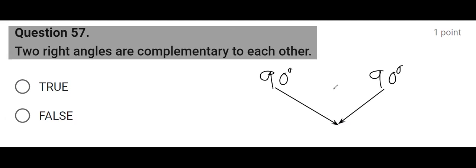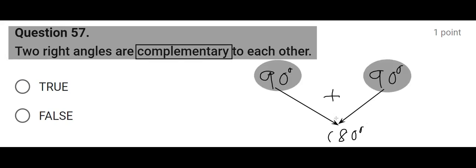Question number 57 says that two right angles are complementary to each other. Right angles, you should know what they are. Its measure is 90 degrees. So if I take two right angles and add these two angles, what do we get? We get 180 degrees. And what are complementary angles? Those angles whose sum is 90 degrees. As we can see here, 90 plus 90 gives 180 degrees. So it's not complementary. In fact, it is supplementary. Therefore, this statement is false.